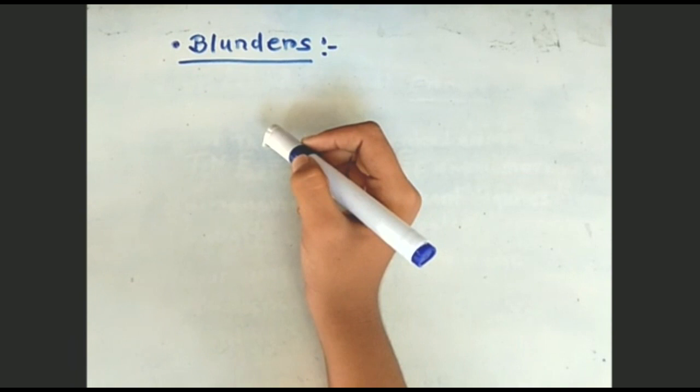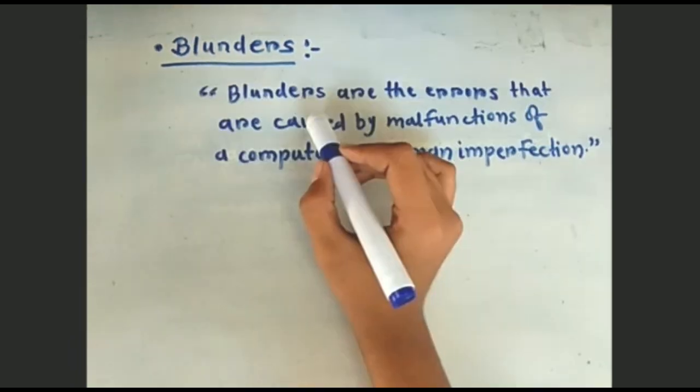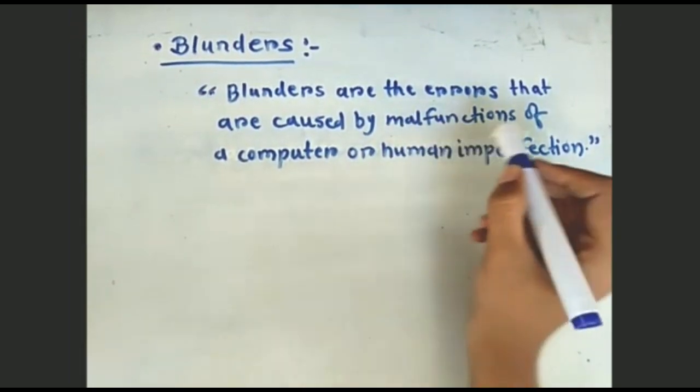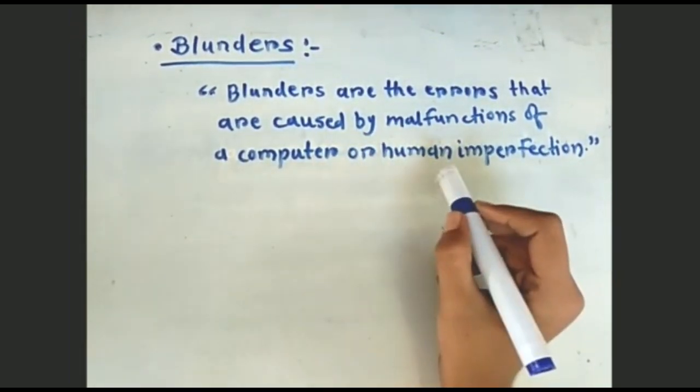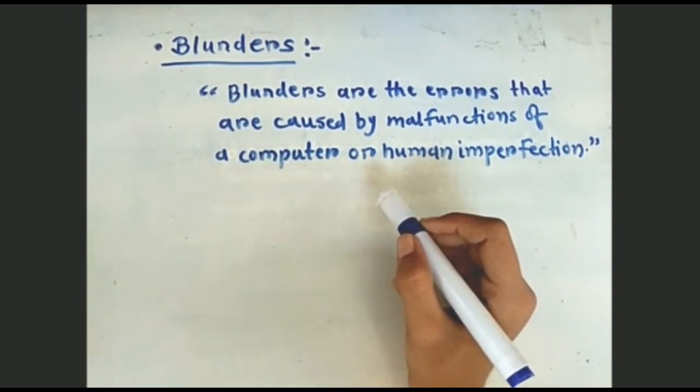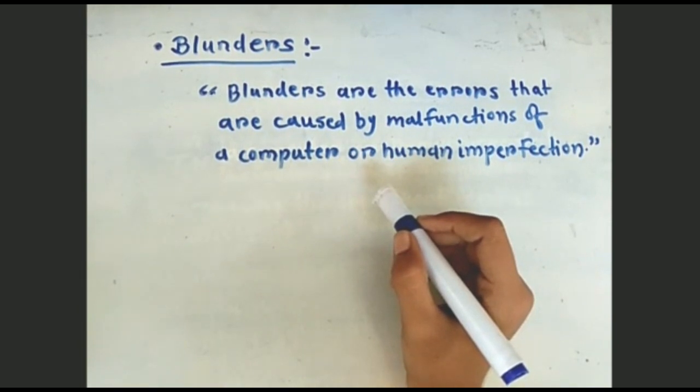Next, we will see what a blunder is. Blunders are the errors that are caused by malfunctions of a computer or human imperfection. Blunders may cause very serious disasters in the result. Human errors can occur at any stage of numerical processing.